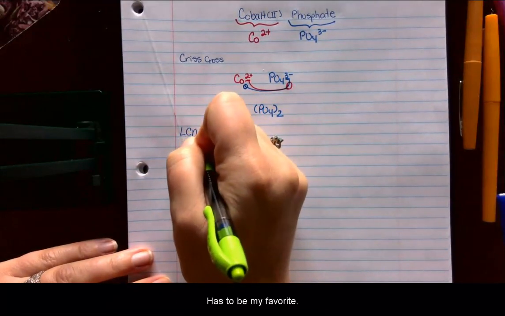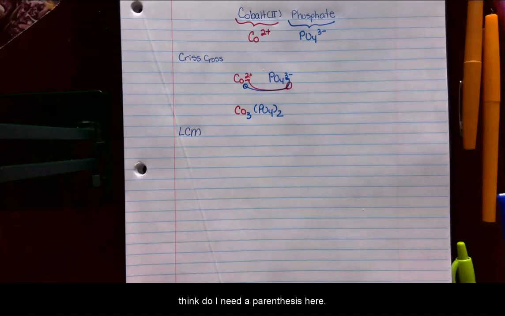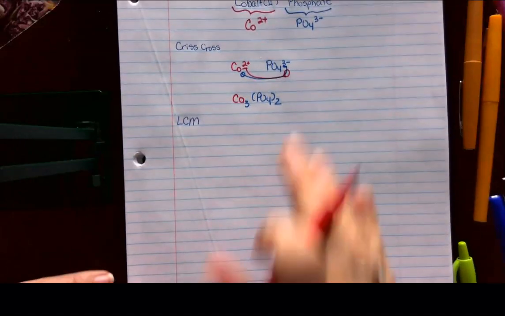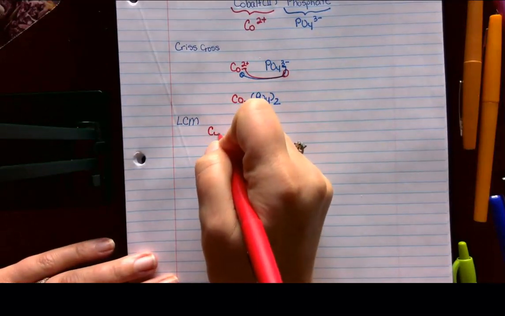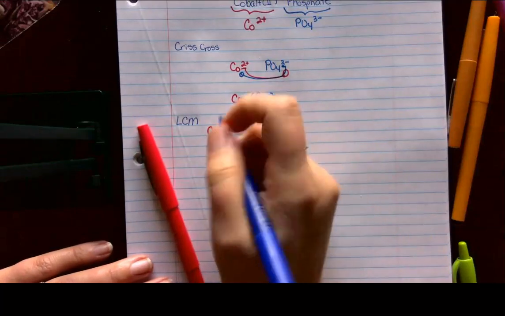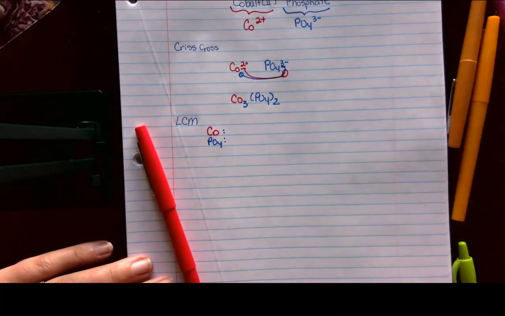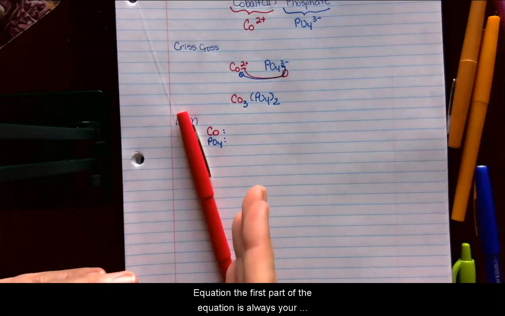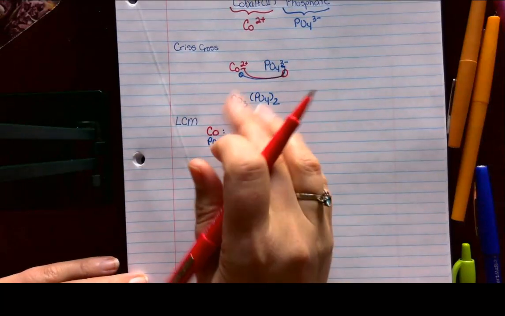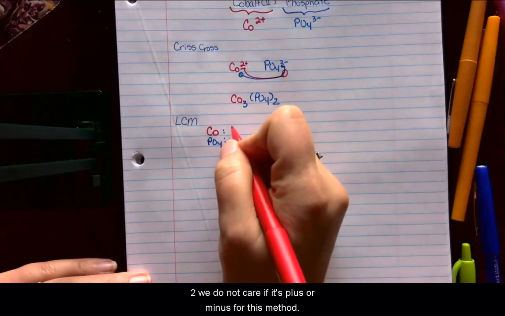This has to be my favorite because it automatically reduces for you and it makes you stop and think, do I need a parentheses here? It builds it all in. So the first part of the LCM method is to go ahead and do Co¹, PO₄. So we're going to write our elements on the outside, and then we're going to start our equation. The first part of the equation is always your element charge. So the element charge is 2. We do not care if it's plus or minus for this method.